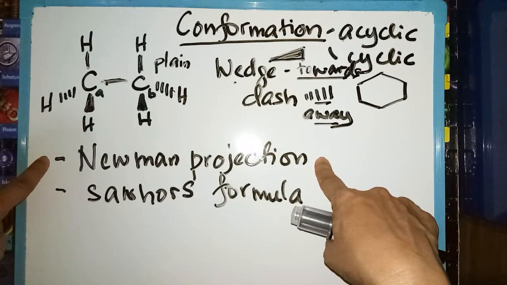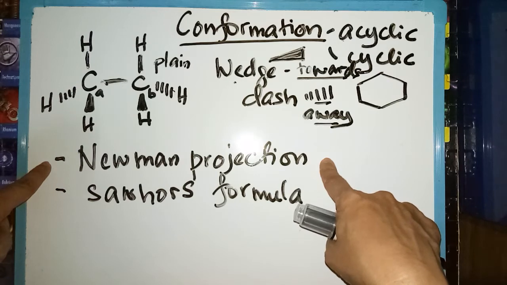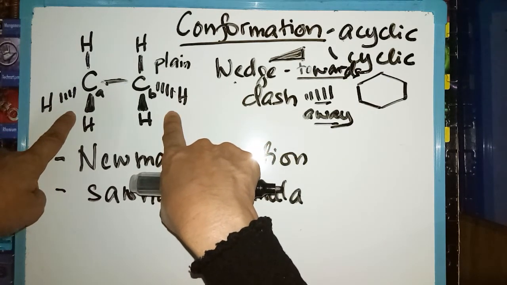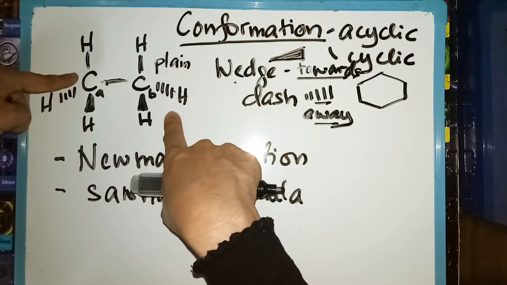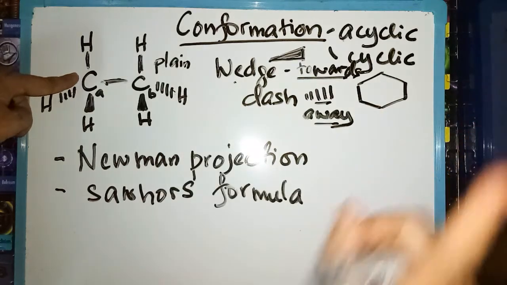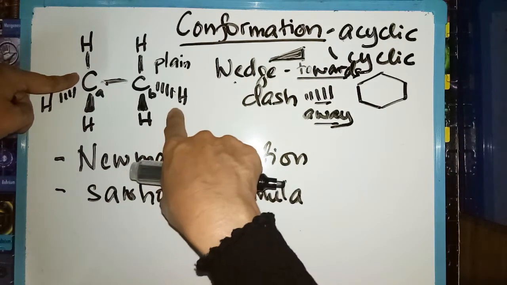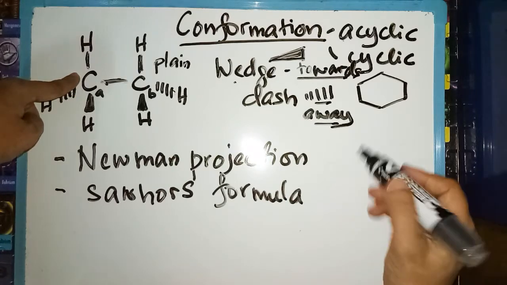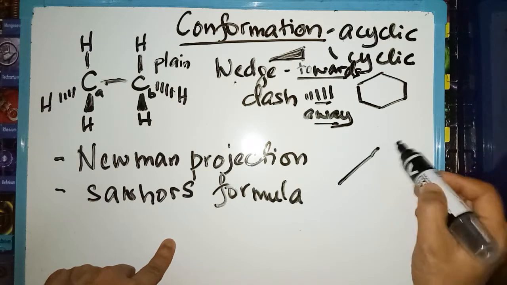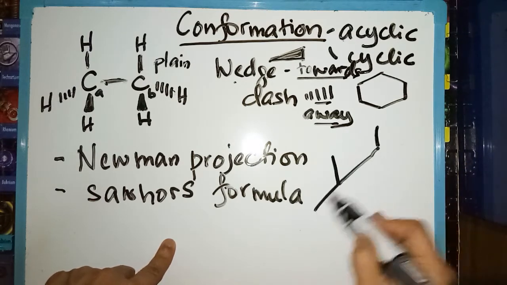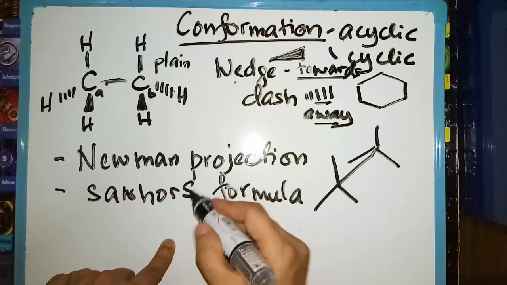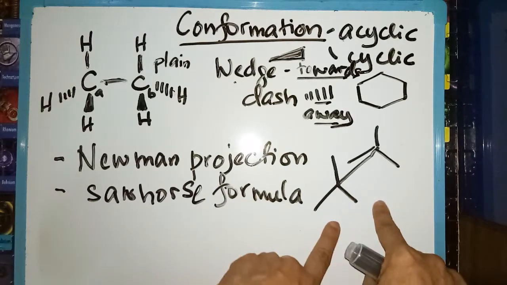Okay, Newman projection is when I rotate this particular compound and I look at it from a point. So have you seen a seesaw before? You know, at the park, you can see a seesaw, and when we look at the seesaw, at one point we can see it like this, isn't it? Okay, so this is sawhorse. Sorry. This is sawhorse formula.